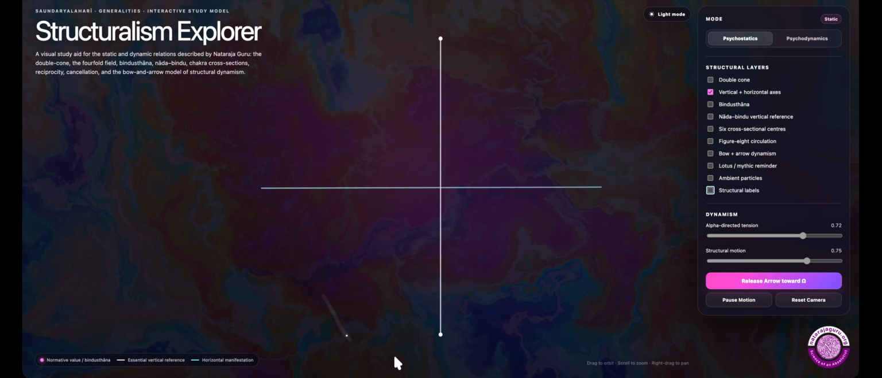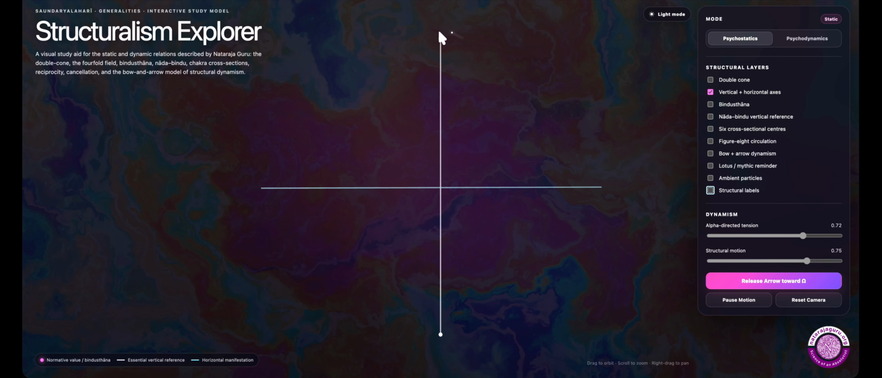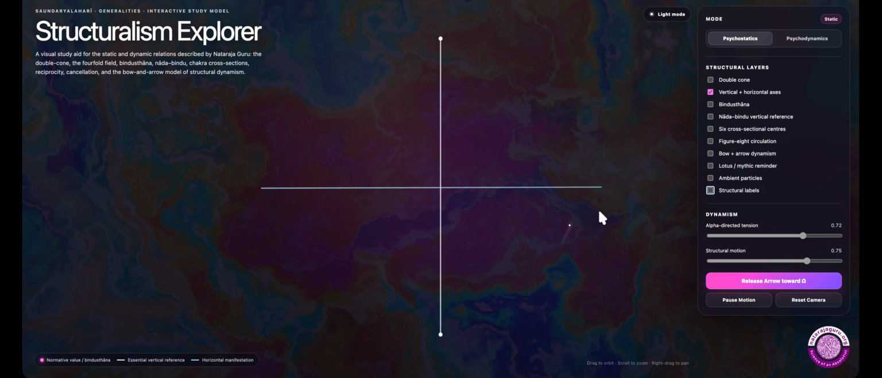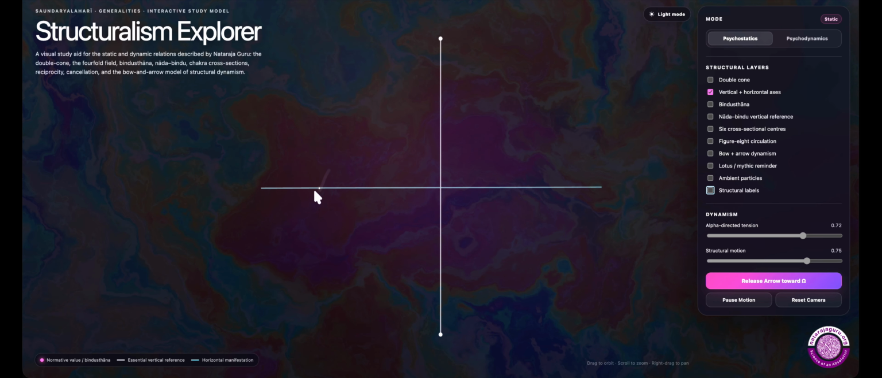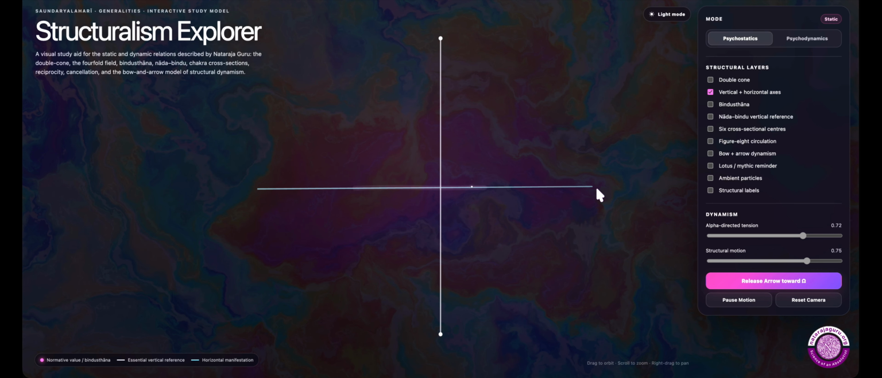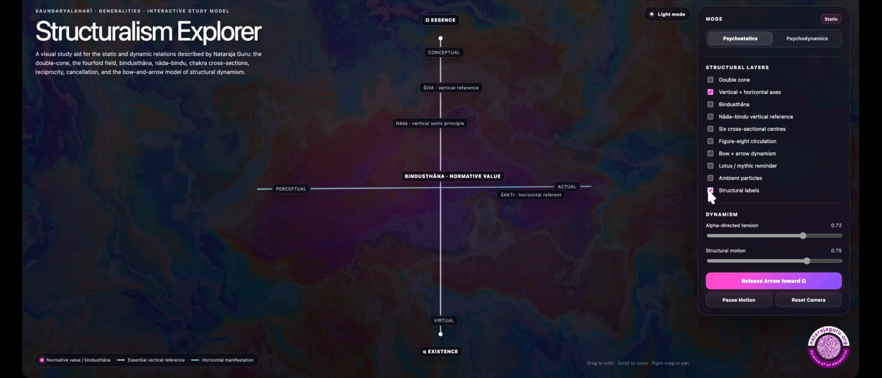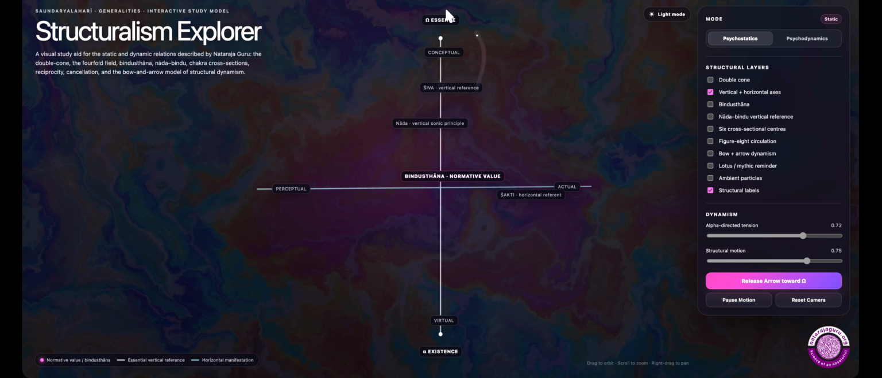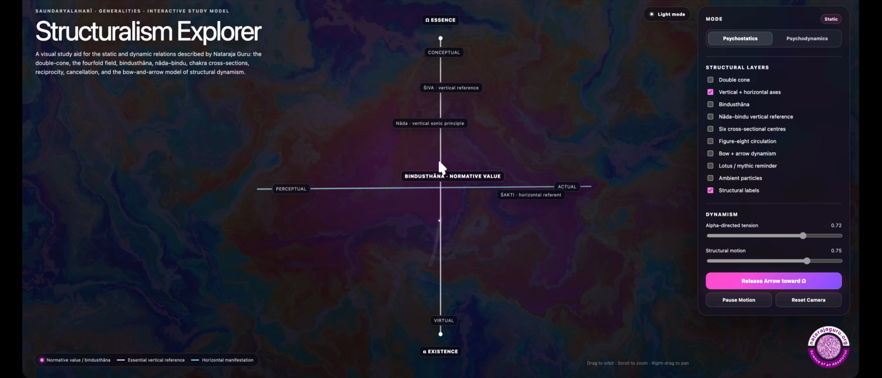Hello everyone. When we first look at Nataraja Guru's structural diagrams in books, they seem very simple. We see only a vertical line, a horizontal line, and a central point. At first glance, it looks like nothing more than a simple grid on graph paper.